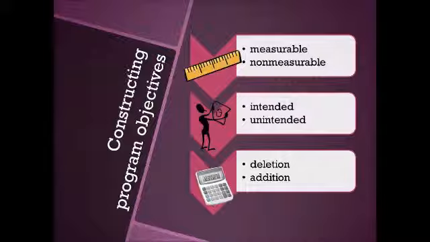Constructing program objectives. It should be understood that not all objectives are measurable and that not all are necessarily intended. Some benefits to a program may not be foreseen. So in constructing program objectives, it is important to state both measurable and non-measurable objectives, and to be flexible in renegotiating and reshaping those objectives so that the unanticipated but important achievements and outcomes of the program are highlighted.